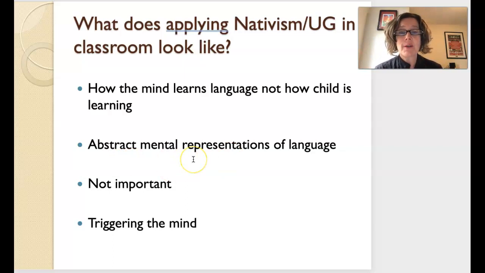Okay, so there's that abstract mental representations of language, and that it's not important. Here we go. The teaching of the English language acquisition principles, such as syntax, semantics, all those things that you now know of, it's not seen as important because these principles are viewed as universal, and really they exist in all human languages. So the actual specific teaching of semantics, syntax, vocab is not quite as important.